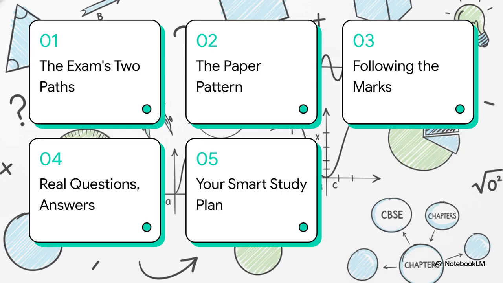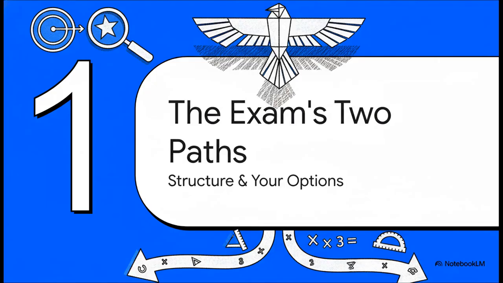So, how exactly are we going to crack this code? Well, that's what this is all about. We're going to hand you the complete blueprint. First, we'll look at the 2 different exam paths you can take. Then, we're going to tear apart the paper pattern, so there are absolutely no surprises on exam day. After that, we'll follow the marks to see where you should focus your energy. We'll look at some real questions, and finally, we'll pull it all together into a smart study plan. Let's get into it. First things first, the exam's 2 paths.